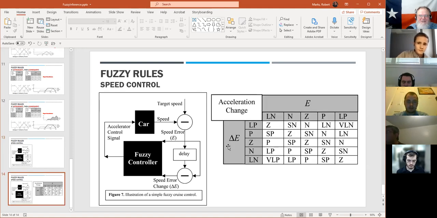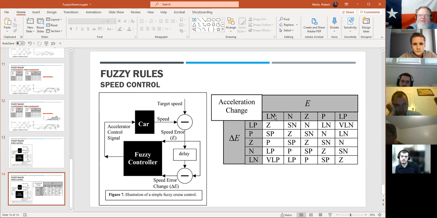Here is an example of a possible rule matrix for changing the acceleration. Here is the error, and here is the change in error. So let's look and see if this makes sense. Say your error is 0 and your change in error is 0, what should your change in acceleration be? 0, right? Yeah, it means you're right on track. You don't have to worry about it. So that's what the 0 means. And the other things in here mean SP is small positive, LP is large positive, N is negative, large negative, small negative, 0. So this is a possible rule table for a speed controller, a cruise controller.